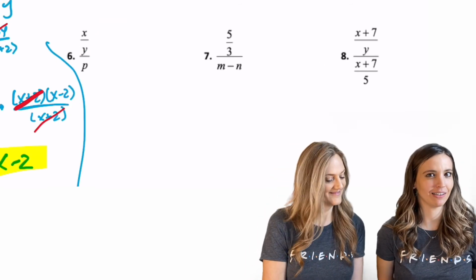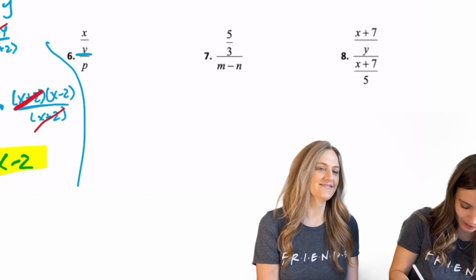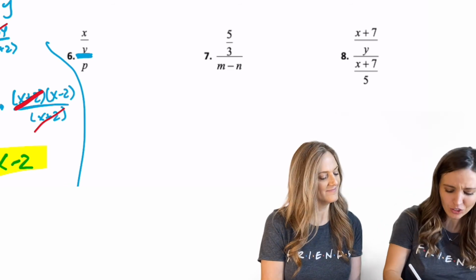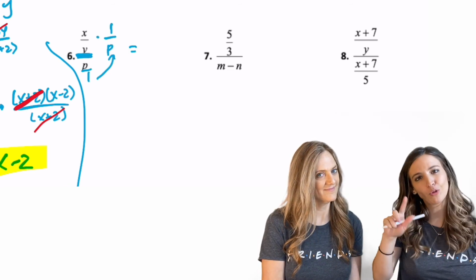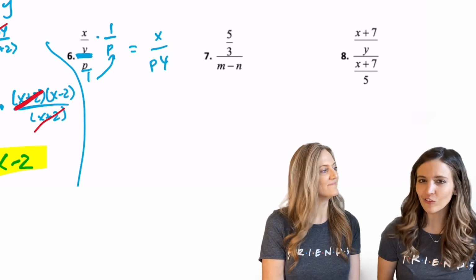Looking at number 6, okay, I have x divided by y divided by p, so that kind of looks a little goofy. Let's really emphasize that division. So I'm dividing by p, just put p over 1, that way you can still multiply by the reciprocal. Then we end up with x divided by py. Go finish the next two.